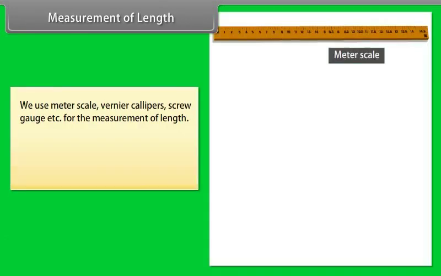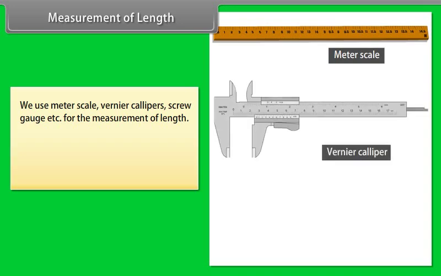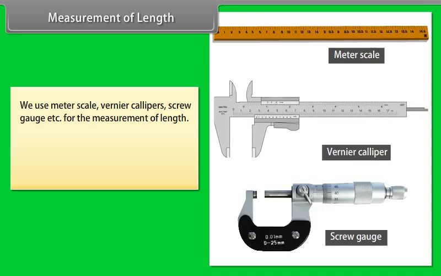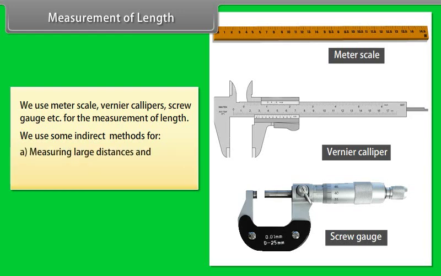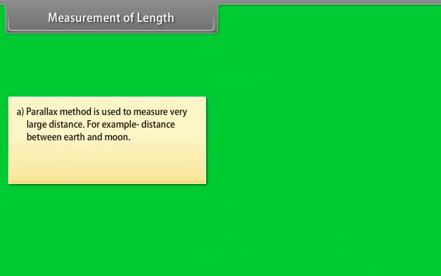Measurement of length. As you know, we use meter scale, vernier calipers, screw gauge, etc. for the measurement of length. We use some indirect methods for A. Measuring large distances and B. Measuring very small distances. A. Parallax method is used to measure very large distance, for example, distance between Earth and Moon.